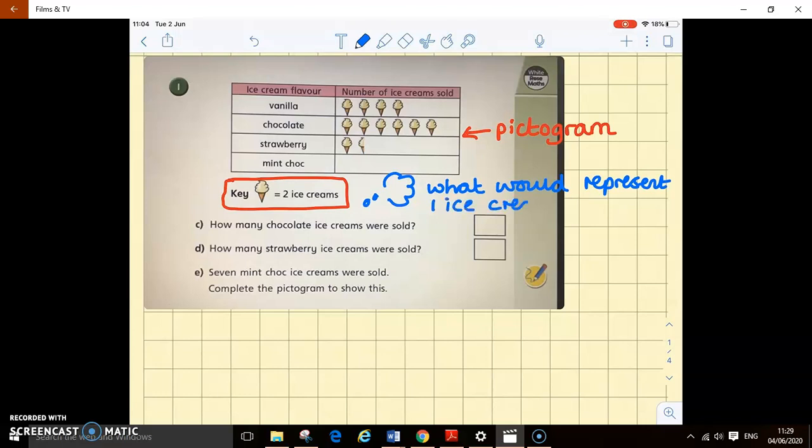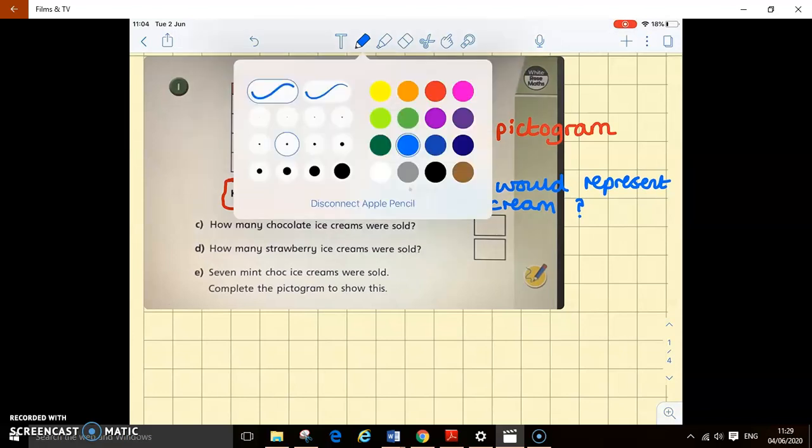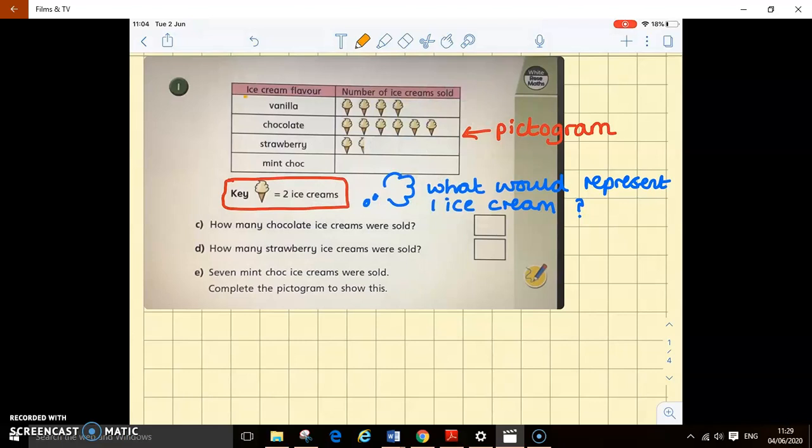So how would we show 1 ice cream? If a whole is 2 ice creams, how would we show 1? Okay, so let's move on.